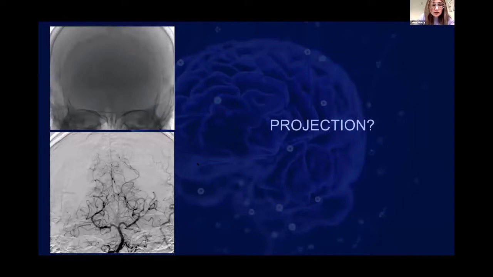So this is one question. After this, I want to ask if somebody wants to answer: which view is this? I told you in which projection we want to see the posterior cerebral artery and its branches, and this is the same view. Which one is good for posterior circulation basically? Which one? Guess, it doesn't really matter.